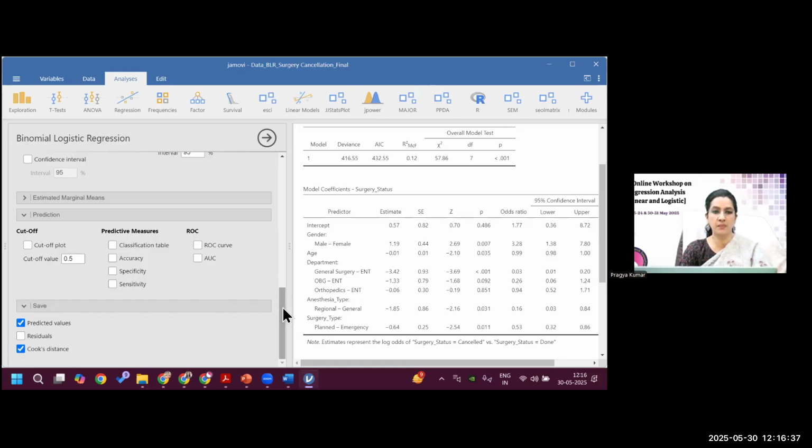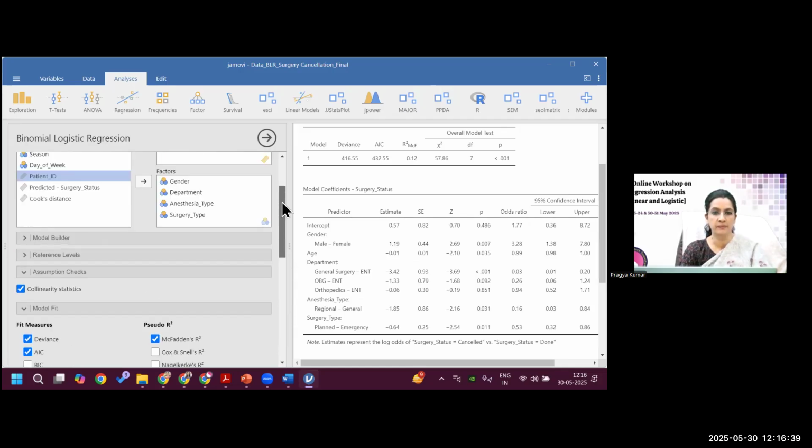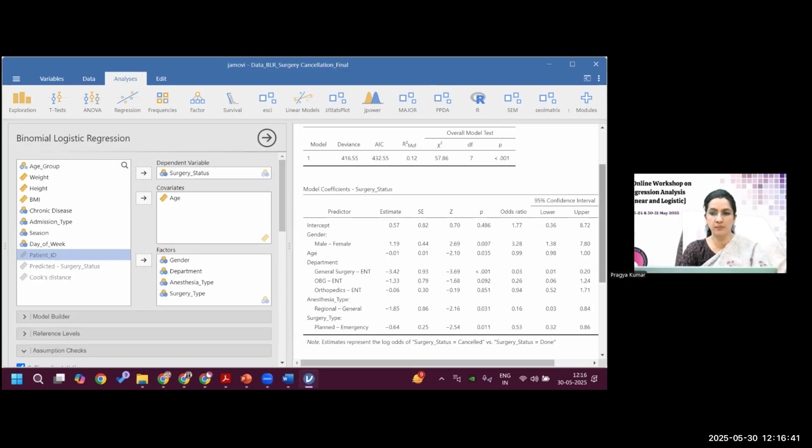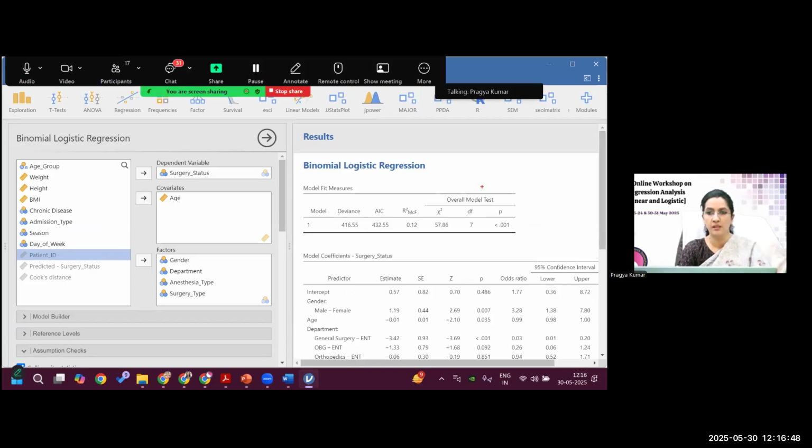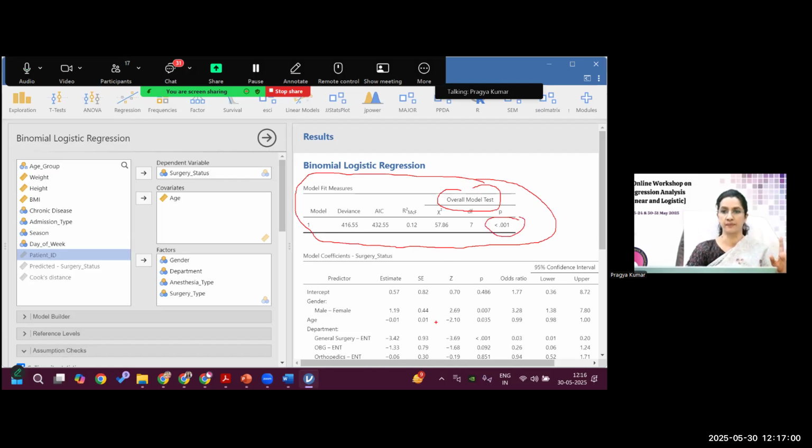These are the commands which I have applied. I'll explain one by one, starting from the first, your model fit measure. On the overall model test, this p-value tells you that whatever model it is giving, it is significant. It also gives you the value of deviance and AIC. But for you, it is not important.